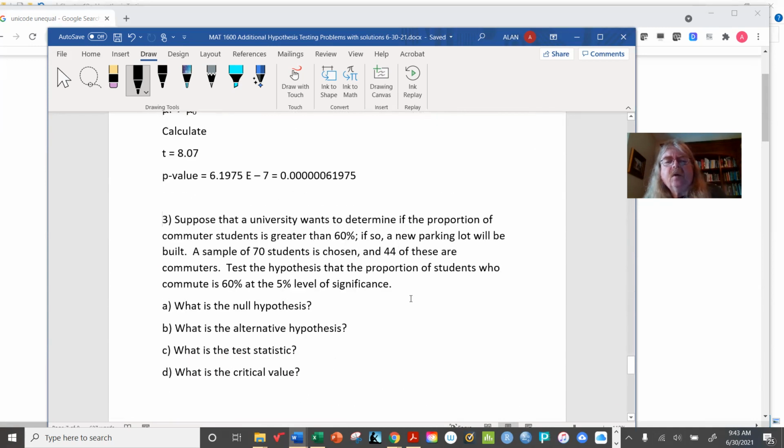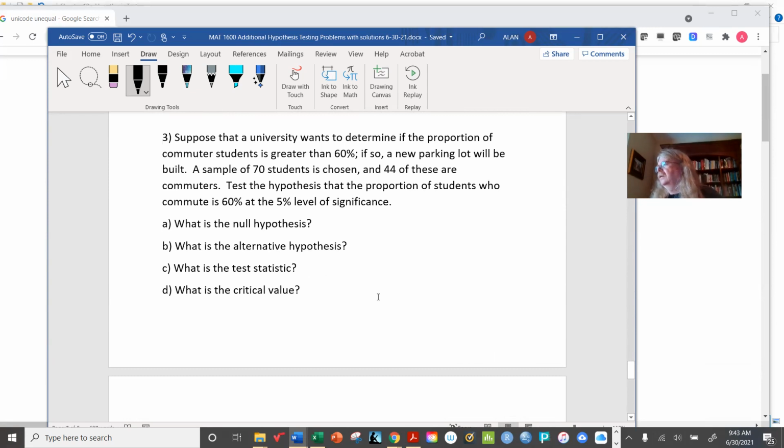Now, here's one with proportions. Okay, so proportions are a little different because there's only one way to do these. Proportions always are based on the standard normal distribution. So what do they want to know? The university wants to determine if the proportion of commuter students is greater than 60%. If so, a new parking lot will be built. So we pick a sample of 70 students, of which 44 are commuters. Let's test the hypothesis that the proportion is 60% at the 5% level of significance.